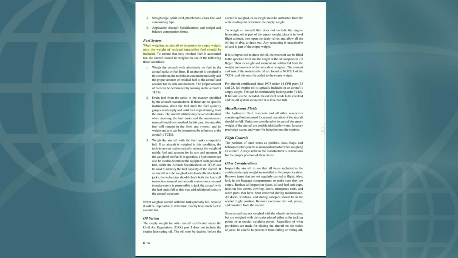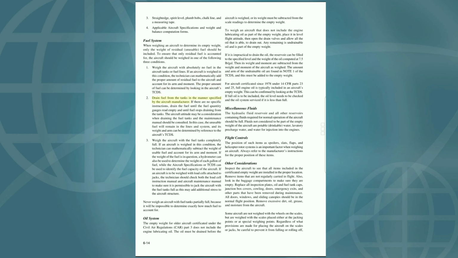Fuel system. When weighing an aircraft to determine its empty weight, only the weight of residual, unusable fuel should be included. To ensure that only residual fuel is accounted for, the aircraft should be weighed in one of the following 3 conditions. 1. Weigh the aircraft with absolutely no fuel in the aircraft tanks or fuel lines. If an aircraft is weighed in this condition, the technician can mathematically add the proper amount of residual fuel to the aircraft and account for its arm and moment. The proper amount of fuel can be determined by looking in the aircraft's TCDS.